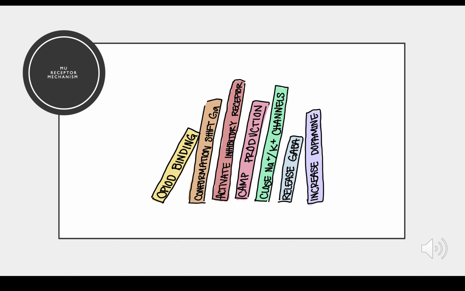Think of the mechanism like a pile of dominoes. After each step, one starts slowly falling down, starting with opioid binding and eventually leading to the increase of dopamine.